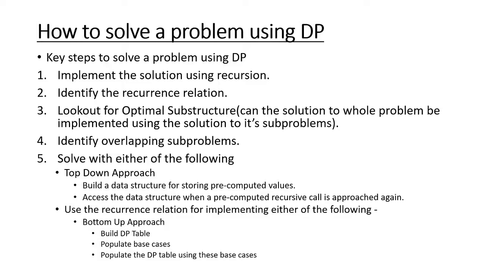So there are some key steps to solve a problem using DP. The first step is always to implement the solution using recursion. The second step is to identify the recurrence relation, which in our case was Fibonacci n-1 plus Fibonacci n-2. In the third step, we need to look out for the optimal substructure: can the solution to the whole problem be built using the solutions to its subproblems? If yes, then we do have an optimal substructure. The fourth step is to identify overlapping subproblems. If we have overlapping subproblems and optimal substructure, then we can surely optimize the problem with the help of dynamic programming, and then we can take either the top-down approach or the bottom-up approach. It's a matter of choice.